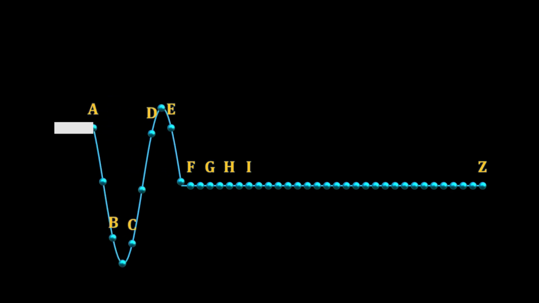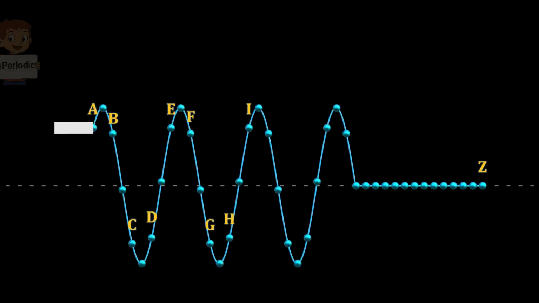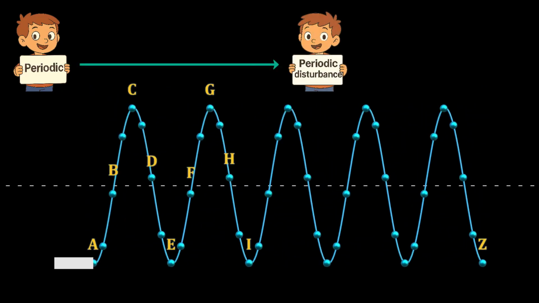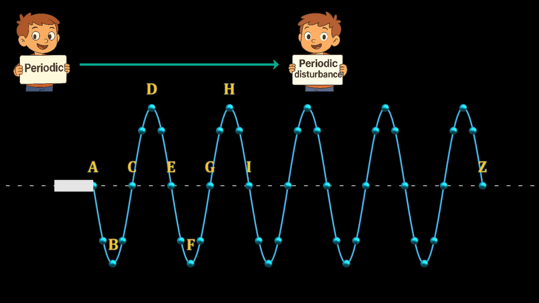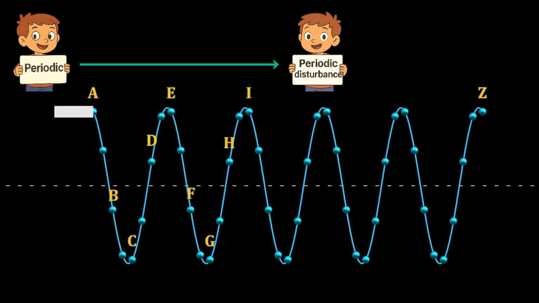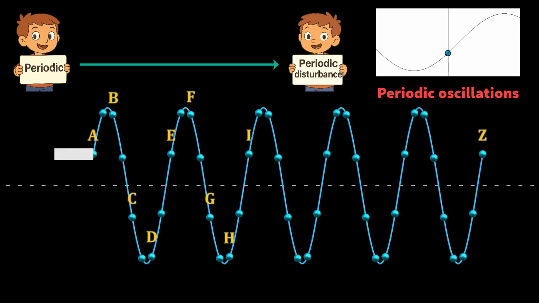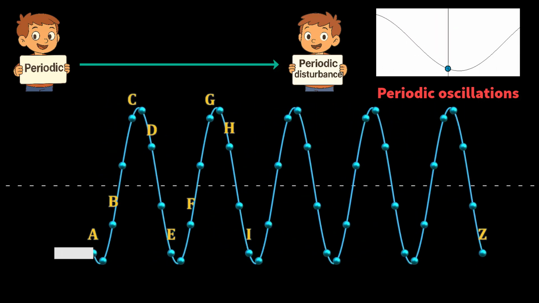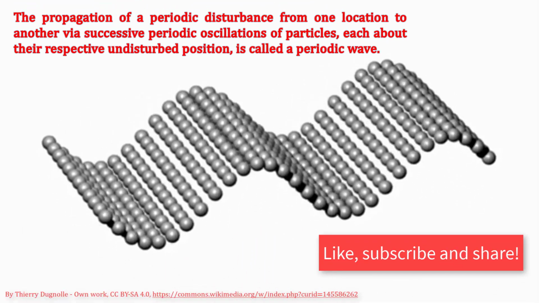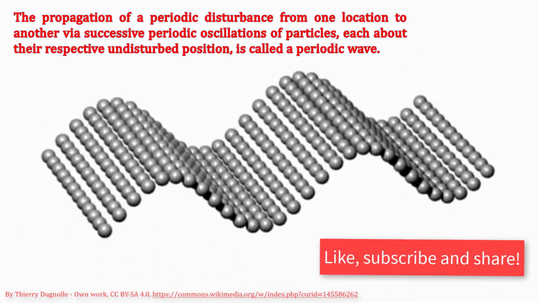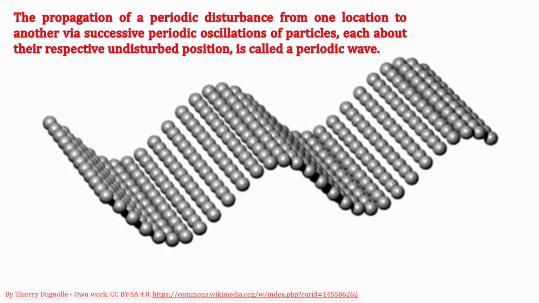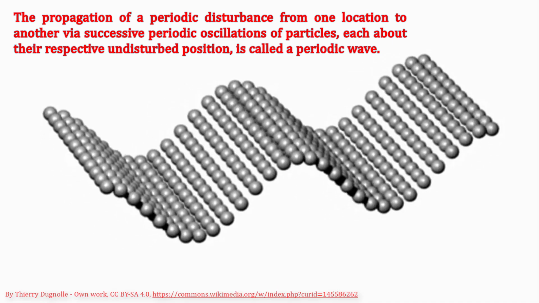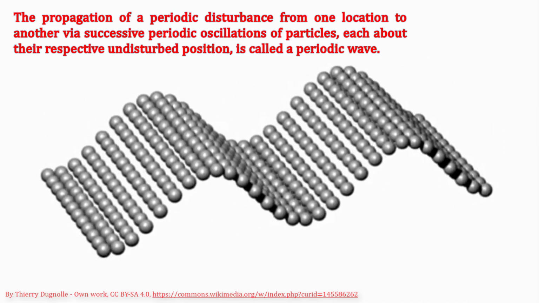If the disturbance on the particle situated at point A is periodic, then we have a periodic disturbance being passed from one particle to the next. This will result in each particle undergoing periodic oscillation about its undisturbed position. The propagation of a periodic disturbance from one location to another via successive periodic oscillations of particles, each about their respective undisturbed position, is called a periodic wave.